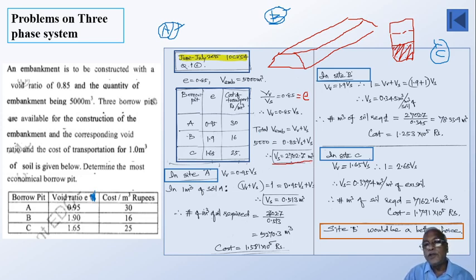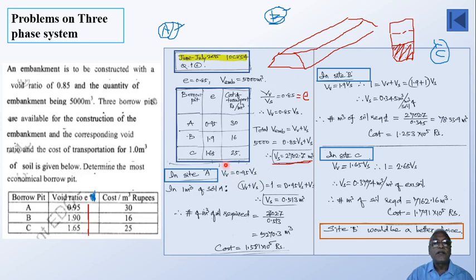Now in doing so, how much is the volume of soil that I should pick from A or B or C? It depends upon the voids ratio of those sites, right? Okay, now we'll see how to handle that information. In site A, they have said the volume of voids is equal to 0.95 Vs.